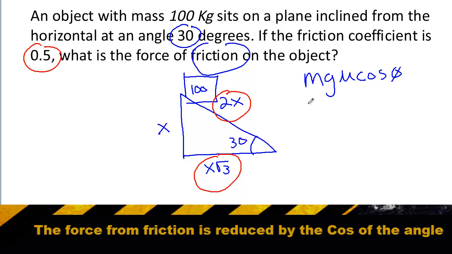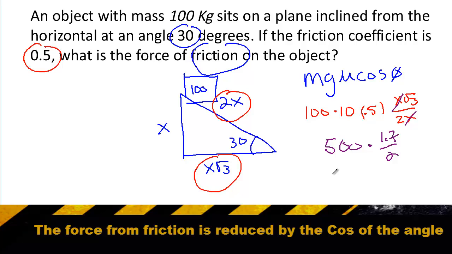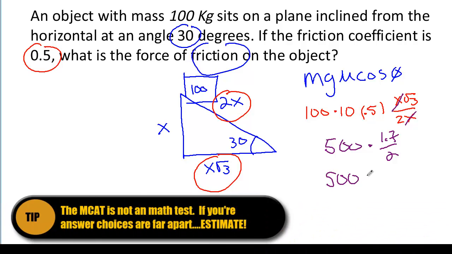So I can write out the force of friction as my mass of 100 times gravity times my frictional coefficient of 0.5 times the cosine of my angle, which is x root 3 over 2x. My x's cancel out, and I can rewrite my question as 500 times 1.7 divided by 2, which is roughly 500 times 0.85, which is going to be a little bit more than 400.